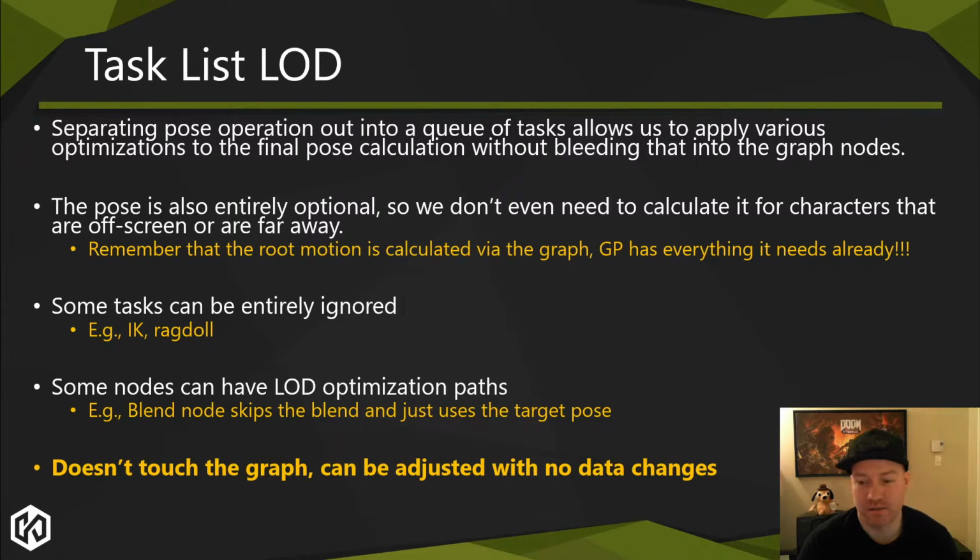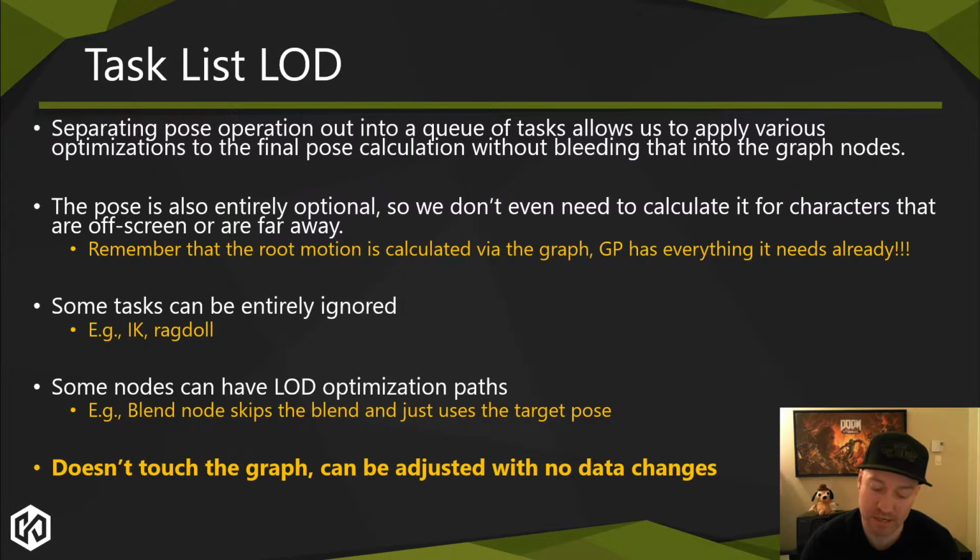Splitting out the task list. That was actually kind of a nice thing because I have the root motion now when the graph evaluates. That basically means that the poses are entirely optional in many cases. If a character is super far away, I don't need to evaluate the animation pose. I could also run a pass through my pose task and say, you know what, all I can ragdoll, I'm going to strip it out. We don't care, right? The character's off screen or it's far away. Don't need to run those tasks.